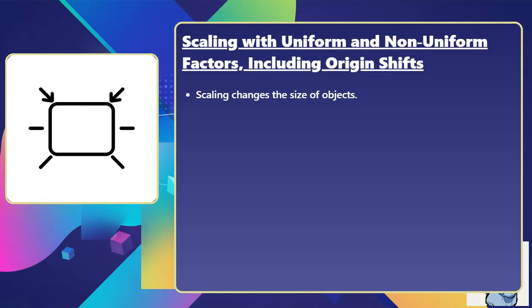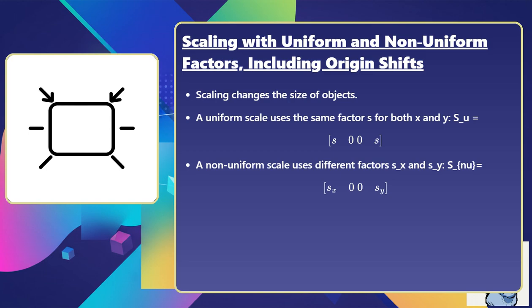Scaling changes the size of objects. A uniform scale uses the same factor s for both x and y. S_u equals a matrix with s in the top left, 0 in the top right, 0 in the bottom left, and s in the bottom right. A non-uniform scale uses different factors s_x and s_y.